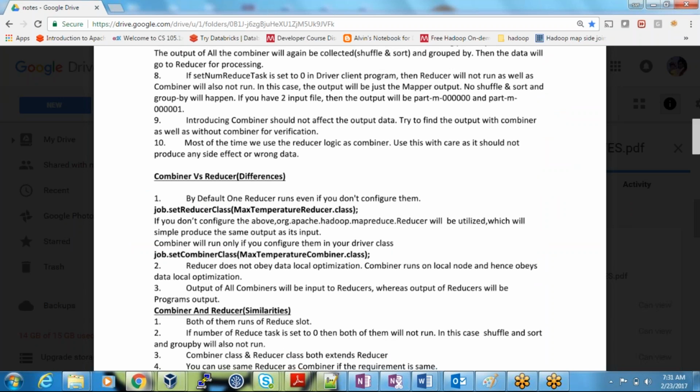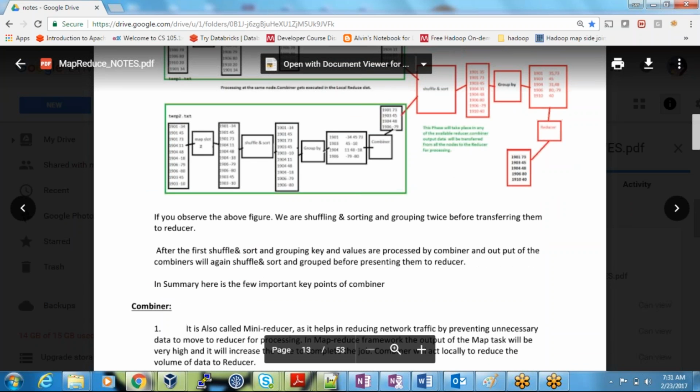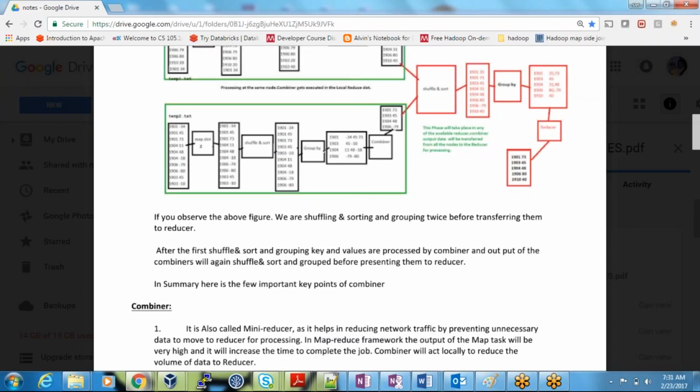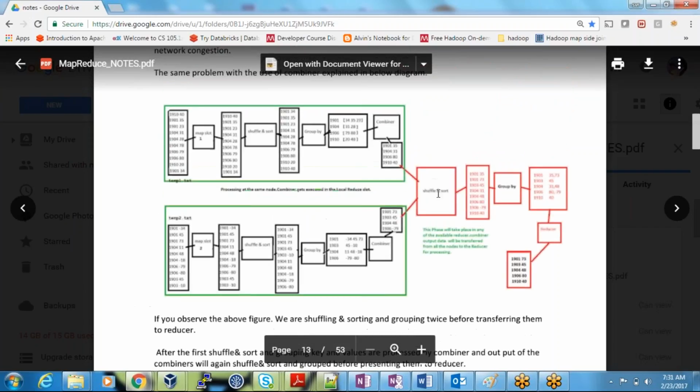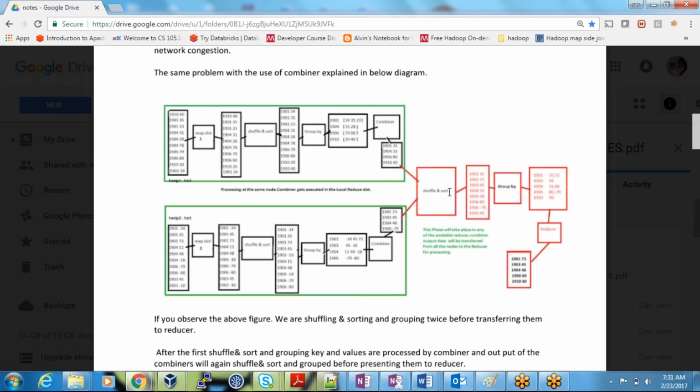I have a doubt. This combiner and the sort and shuffle phase, which happens first? You have a global sort and shuffle after the final mapper output, and that will happen later than your combiner. But there is a local sort and shuffle that will happen before your combiner. One will happen before the combiner, and one will happen after the combiner. Okay, so local shuffle and sort happens before the combiner, and global shuffle and sort happens after the combiner.